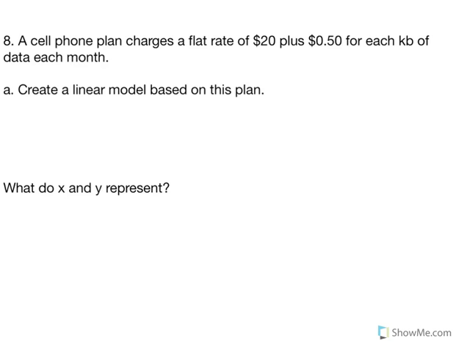We are skipping number 7, and we are going to number 8. So number 8 on page 227, a cell phone plan charges a flat rate of $20 plus 50 cents for each kilobyte of data each month. I think it's kilobyte, right? KB. So create a little linear model. Well, when you're looking at what they give you, flat rate, it doesn't change. So that's your y-intercept. Plus 50 cents for each kilobyte. There's your slope because it changes.